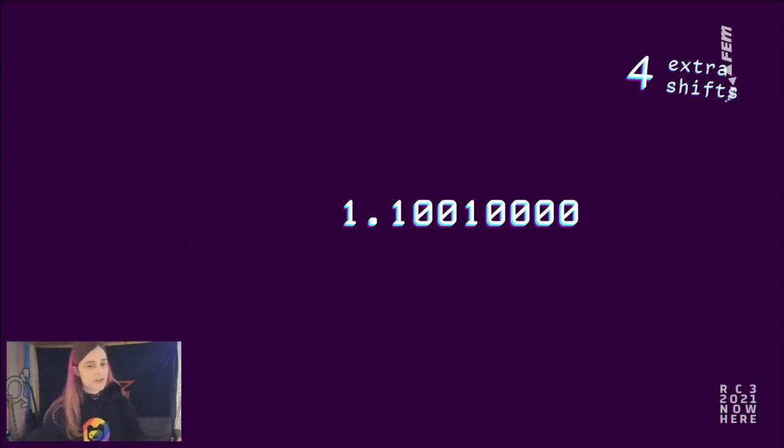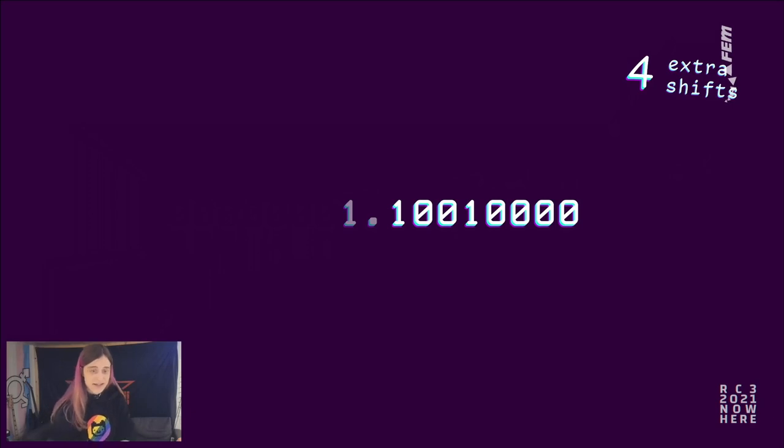And since the first digit is always going to be a one, right? It can't be a zero, otherwise we could shift the number until there's a one in the first position. We don't even really need to store the first one. So it's a very efficient format.